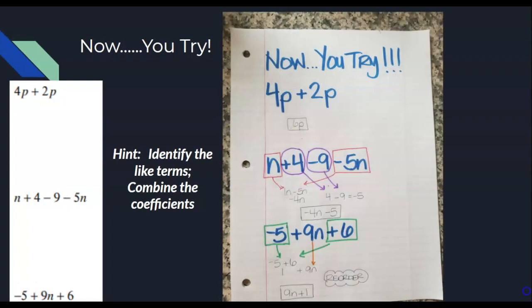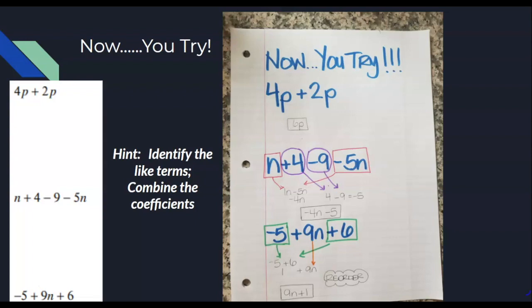In the first problem where we have 4p plus 2p, again, those are like terms because they have the same variable raised to the same exponent. So I simply want to combine the coefficients, which is 4 plus 2, that gives me 6. My final answer is 6p. In the next expression, notice I use boxes and circles to identify my like terms. This is a helpful approach.